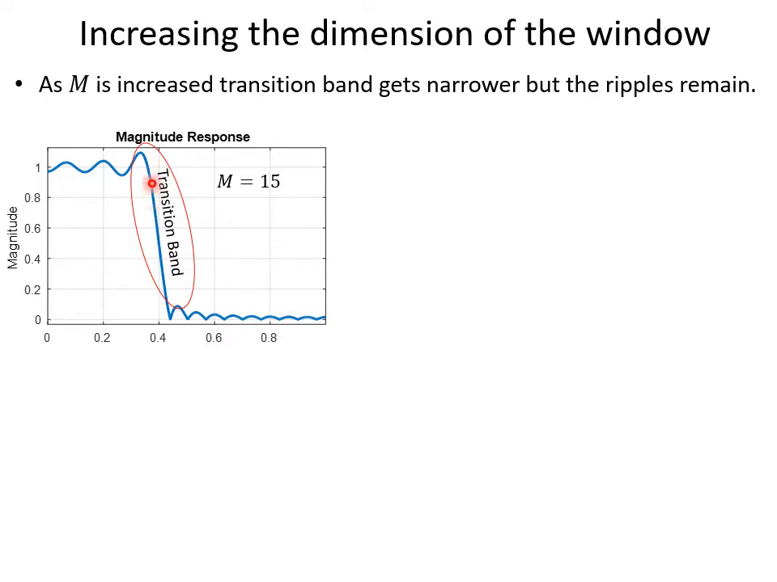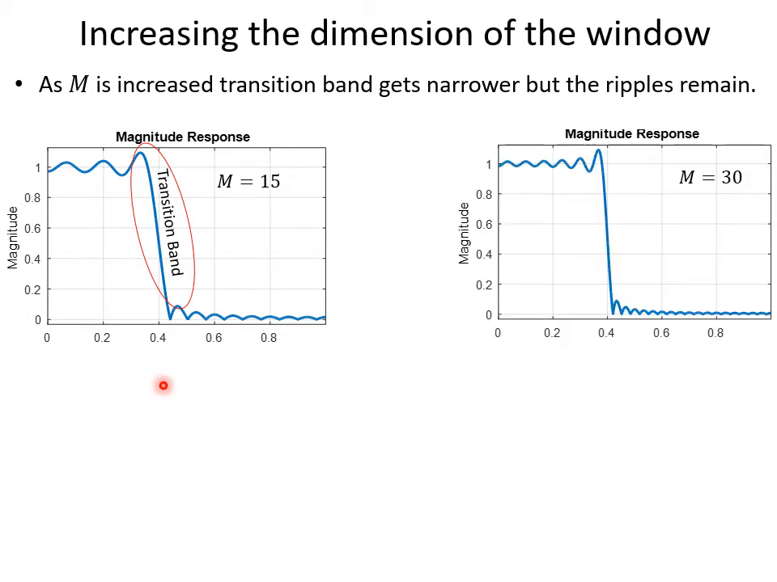So you can see that this is the transition band. The transition band is simply a transition from the pass band to the stop band, right. But it's not like a brick wall. It doesn't happen suddenly, but it takes some time. It happens gradually, right. So this transition band gets narrower when m is increased, when the dimension of the window is increased, or the filter coefficients are increased, right.